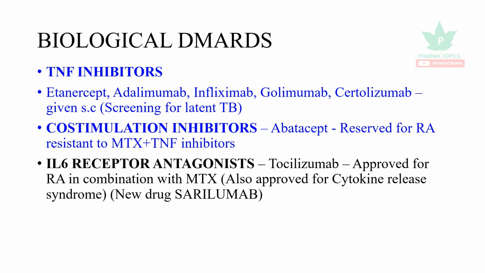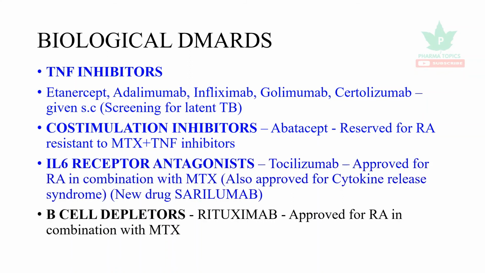In this COVID situation, it's a very important drug. It has been proved it reduces the cytokine release syndrome, which causes death in the COVID patients. The analog of the tocilizumab is sarilumab. The next is B-cell depleters, such as rituximab, approved for the treatment of rheumatoid arthritis in combination with methotrexate. The next one is IL-1 receptor antagonist, anakinra.